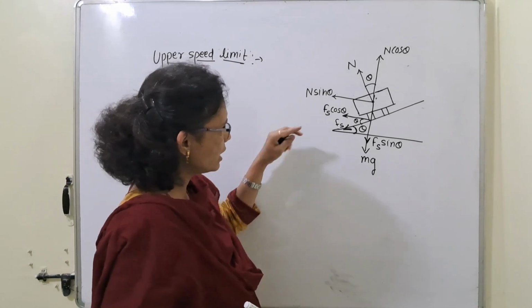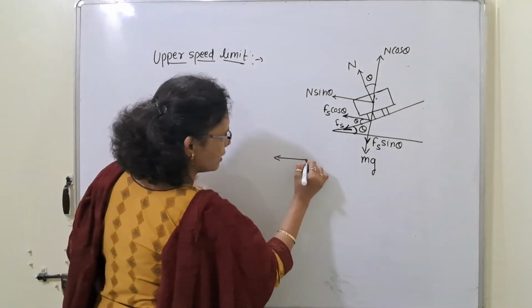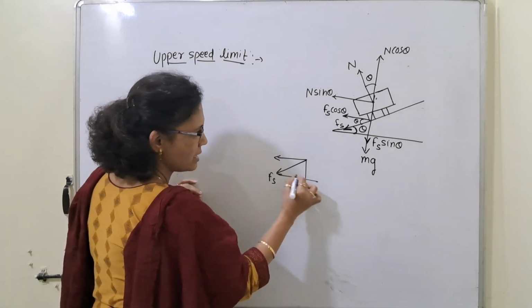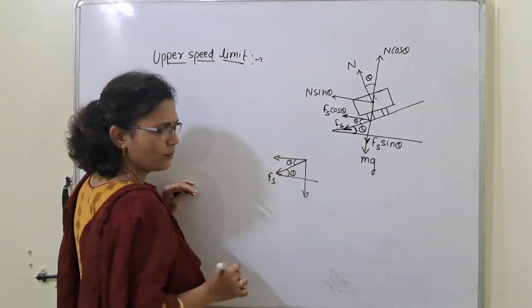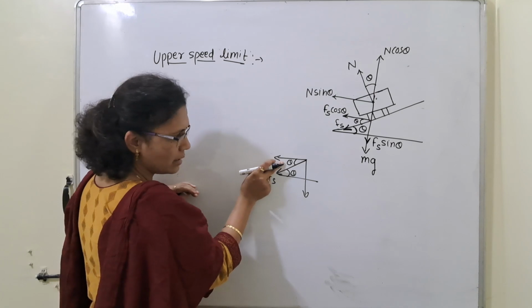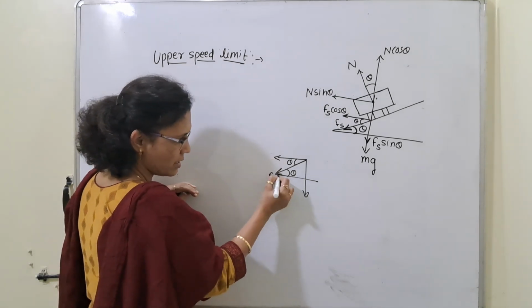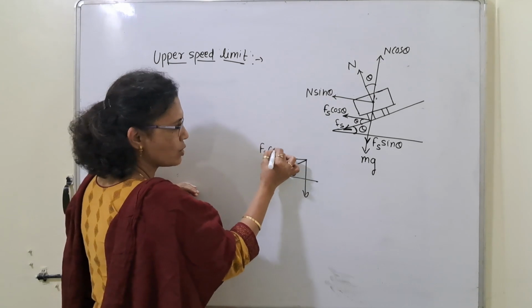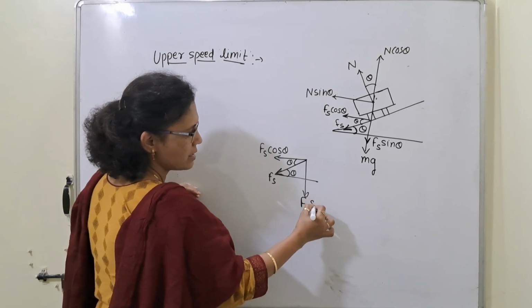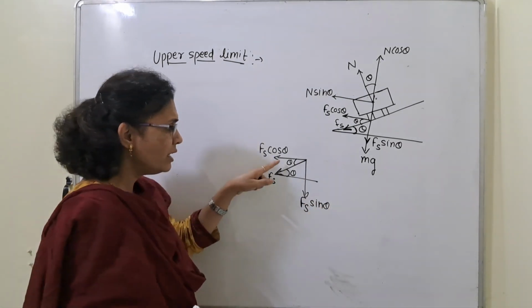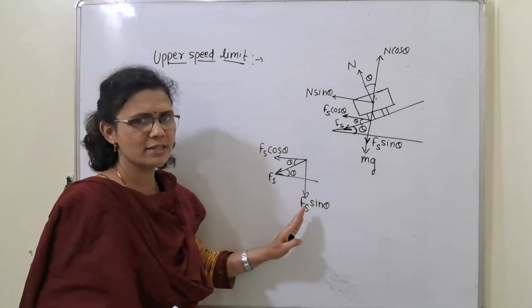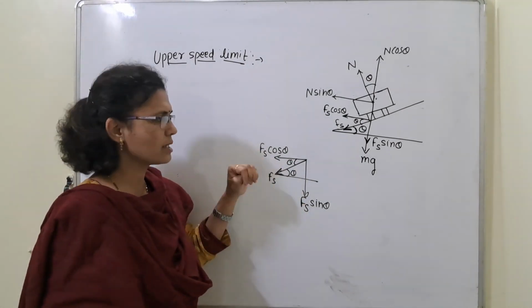Are you getting this? I will draw Fs separately. Here there is Fs, correct? And this angle is theta, so this angle is also theta, meaning the component near to this theta will be Fs cos theta, and the perpendicular component will be Fs sin theta. Near to theta, it will be Fs cos theta. Far from theta, it will be sin theta. So Fs cos theta, Fs sin theta.